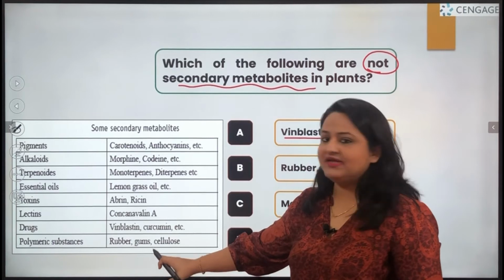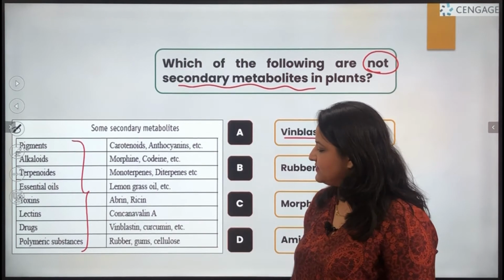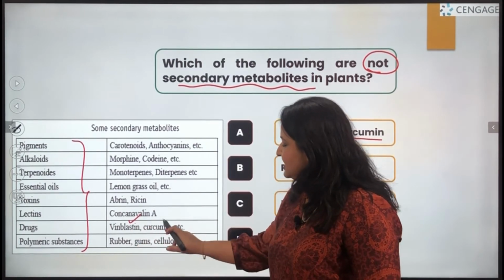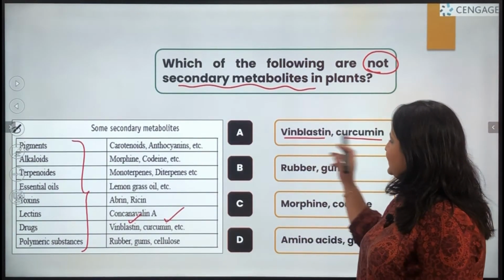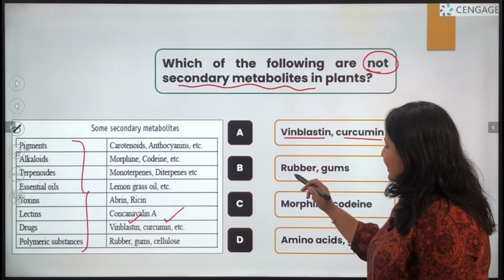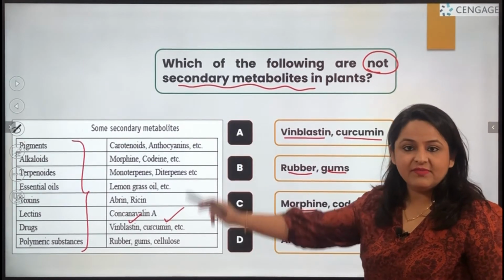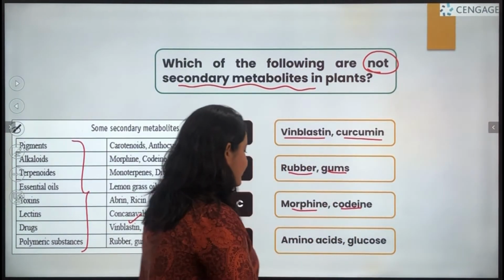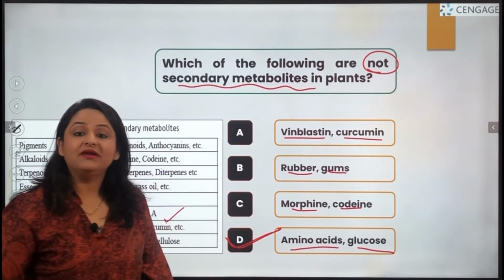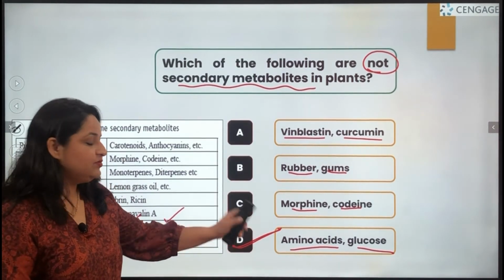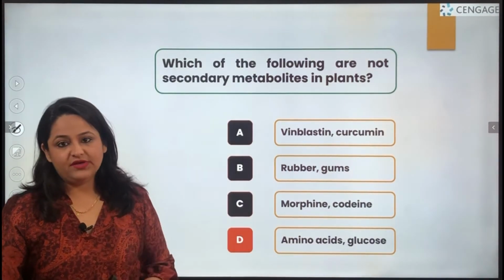This is a table which is given in NCERT that gives the examples of various types of secondary metabolites. We can see over here vinblastin and curcumin are a type of drugs which are produced by the plants. So obviously they are secondary metabolites. Then rubber and gums again are secondary metabolites. Morphine and codeine again we can see are secondary metabolites. However, the amino acids and glucose are a type of primary metabolites. So the answer to this question will be D, that is, they are not secondary metabolites.